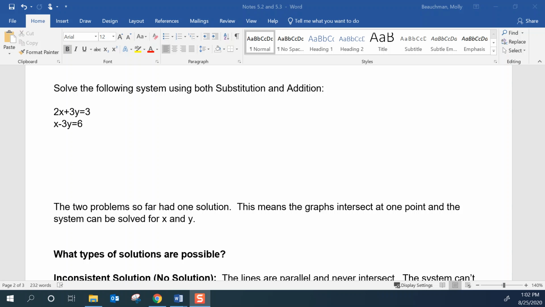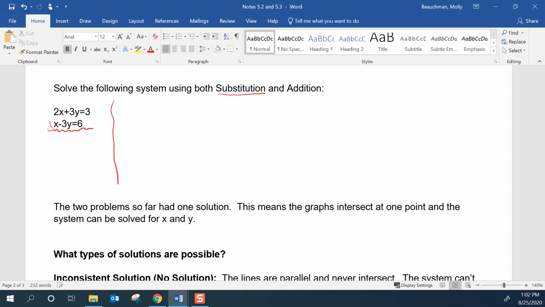In this video, we're going to continue our discussion of 5.2 and 5.3 by first of all reviewing solving a system by both substitution and addition. So we should get the same answer either way. Here's our system. If we want to solve using substitution first, take a look.